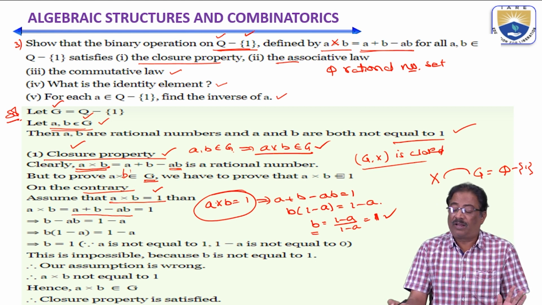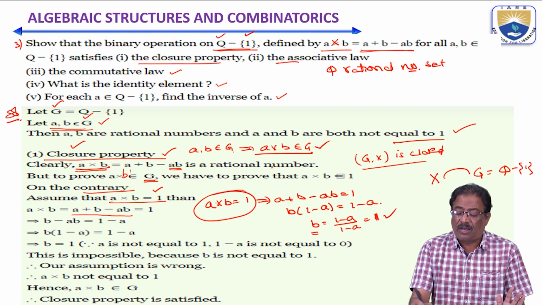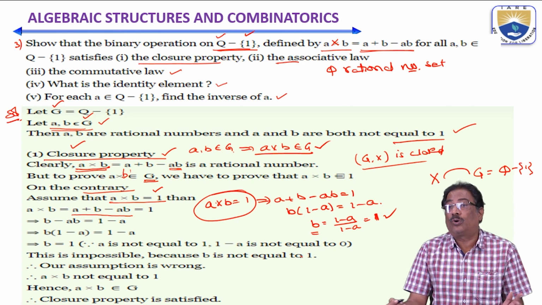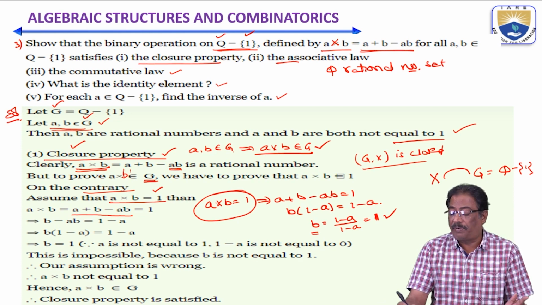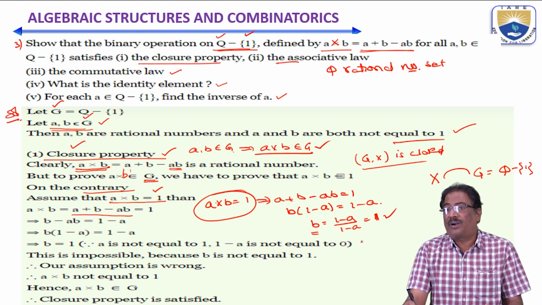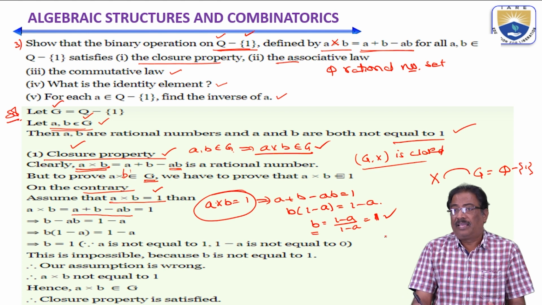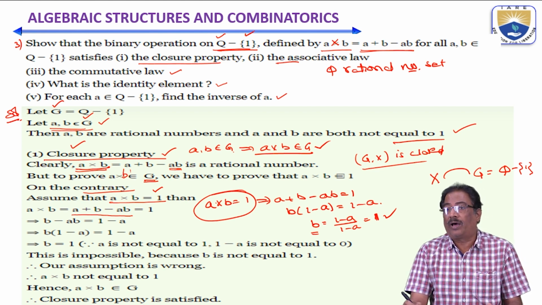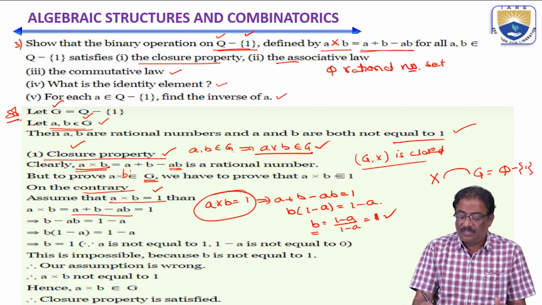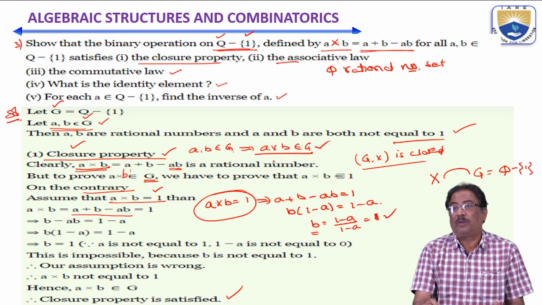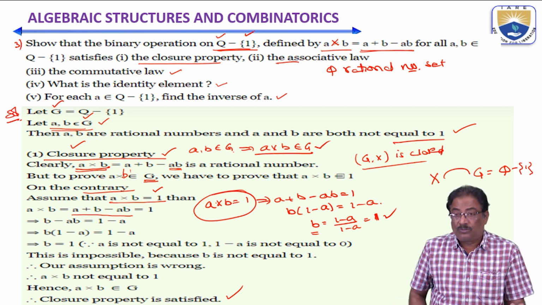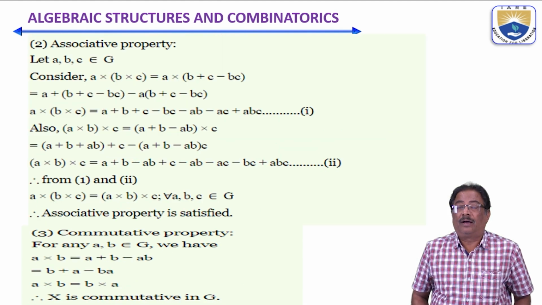Of course, G comma cross and A cross B belongs to G, and we have to verify whether A cross B is equal to 1 or not. If it is equal to 1, then I am going to get B is equal to 1, which is a contradiction. So, if we are assuming A cross B is equal to 1, which is absolutely wrong. Hence, we can say that the closure is satisfied. That means A cross B belongs to G, and of course, the value will not become 1. So, it is closed under cross.